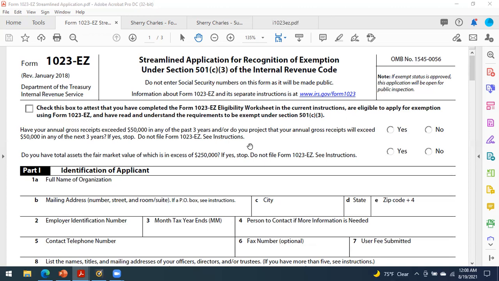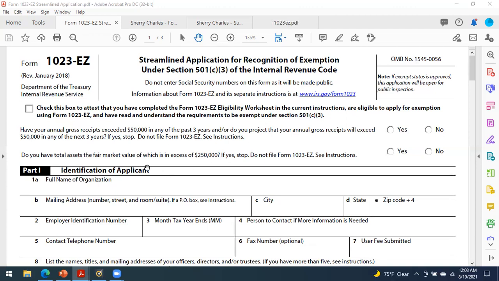So when you think about gross receipts, think about every method you plan to use to generate revenue, and then add all of that up, and then project whether or not they will exceed $50,000. And if they do, you cannot use this form.